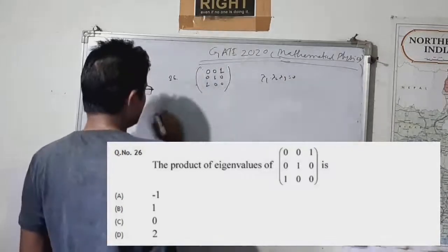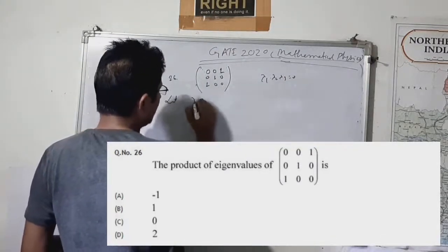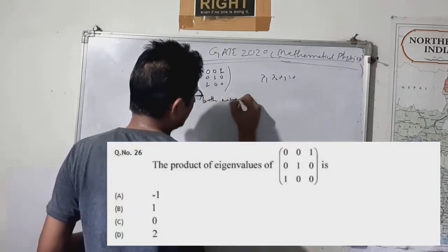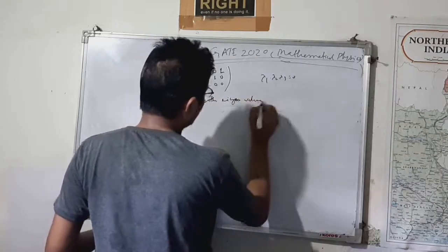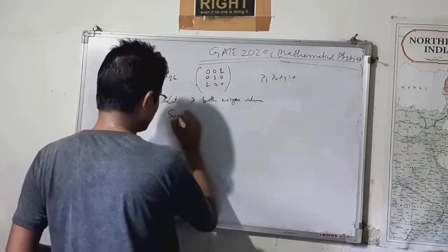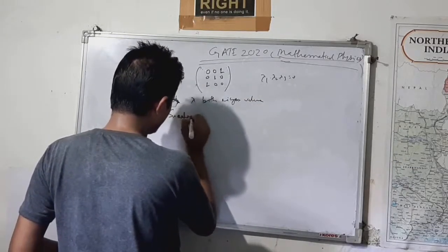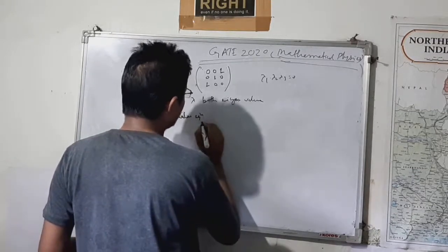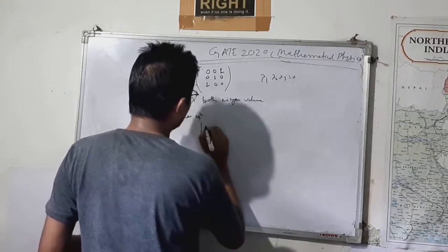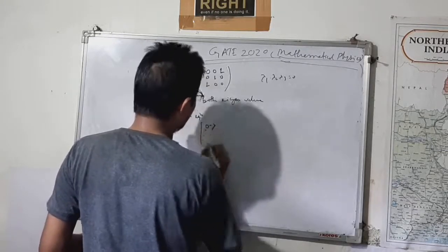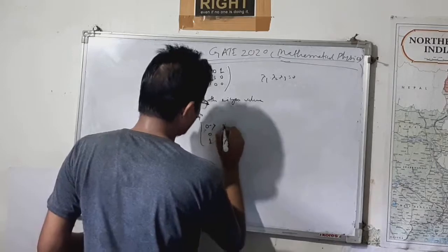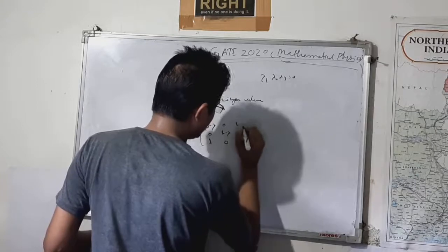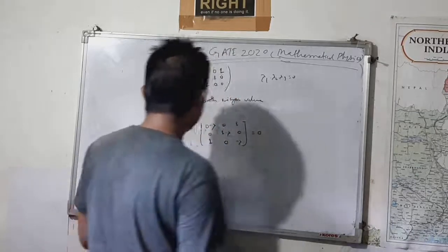So in this case, let lambda be the eigenvalue. The characteristic equation can be written as the determinant of 0 minus lambda, 0, 1; 0, 1 minus lambda, 0; 1, 0, 0 minus lambda is equal to 0. This is the characteristic equation.